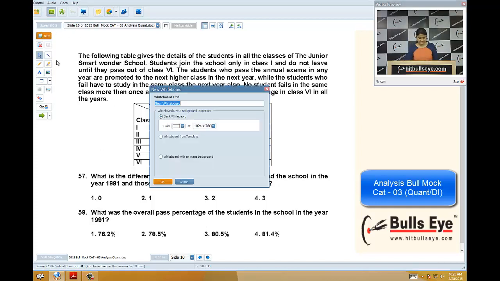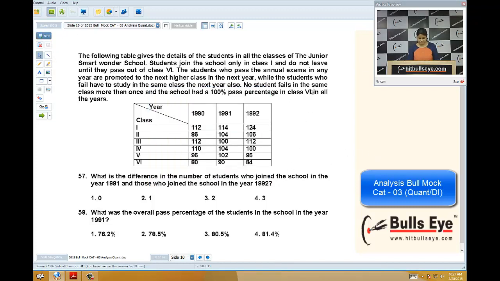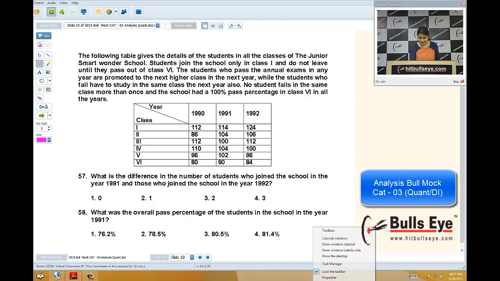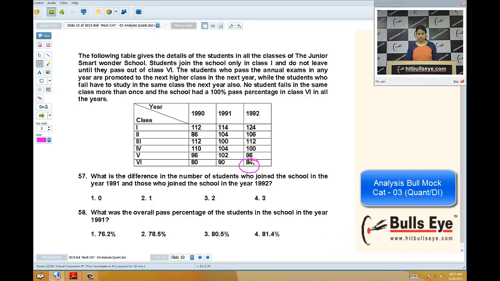I have to make a table in this case. First of all, I am explaining the logic. See, in 1992 in class 6th, there are 84 students. It means these 84 students are those who are coming from class 5th and they are promoted to class 6th in 1992. It means in 1991, in class 5th, there were 102 students.